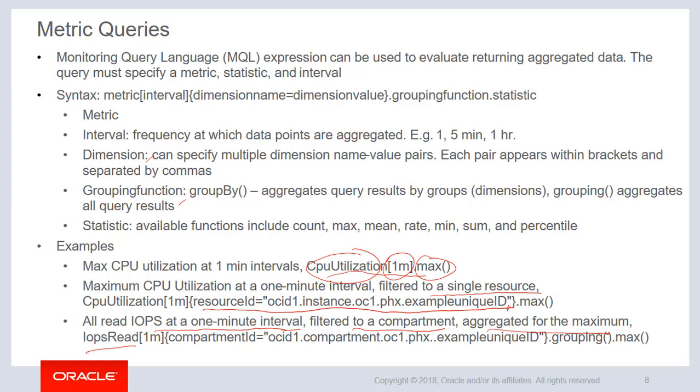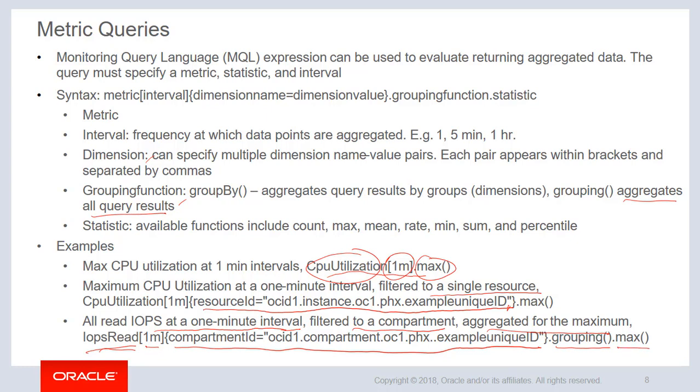Similar to the examples above, you have IOPS read here, that's the metric. The interval is 1 minute. Now you have a dimension which is your compartment ID, and then you have a grouping here, and this grouping is basically aggregating all query results, and then you're looking at the max number of IOPS, right? So this is how you would construct metric queries.